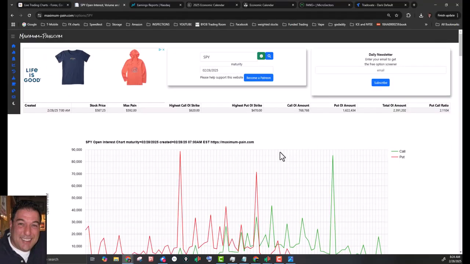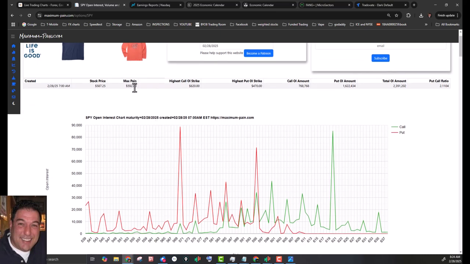All right, let's take a look at our economic package. You can see max pain for today is 592. We have 2 puts to each call that expires today at 415. This is for the SPY.